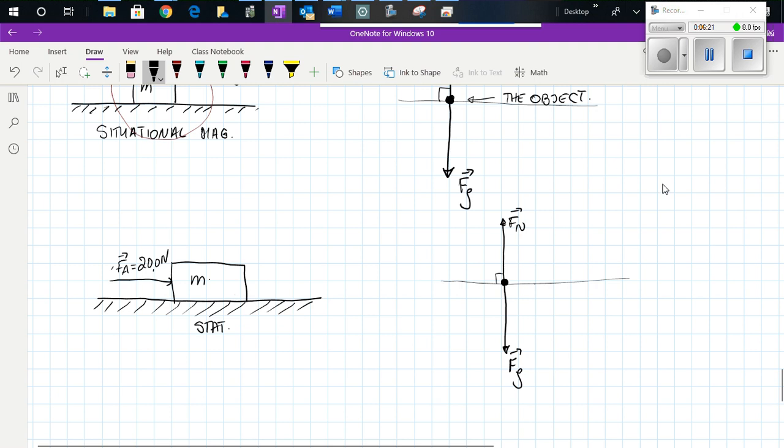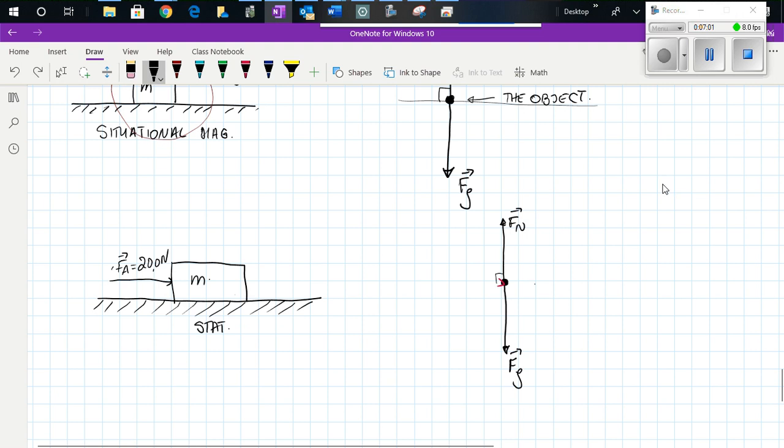And now we have a force applied. The common mistake that students make is they take this force and say, here you go, force applied, 20 newtons. But the rule for the free body diagram is to have all the forces starting at the object. So this will be wrong.